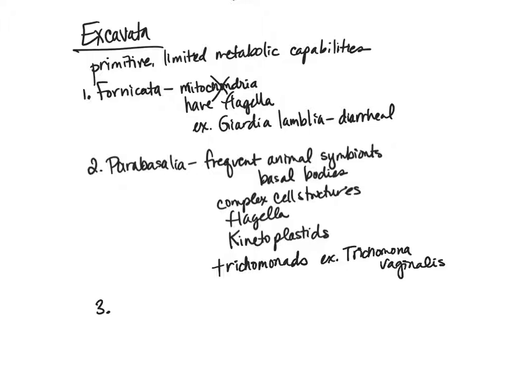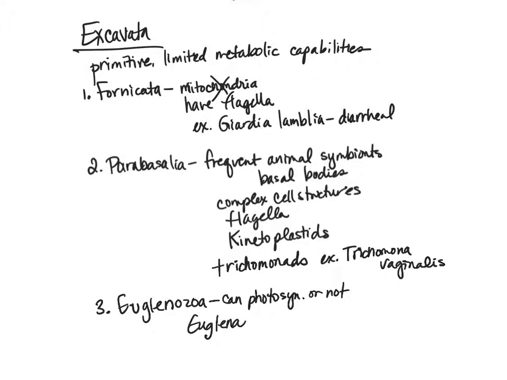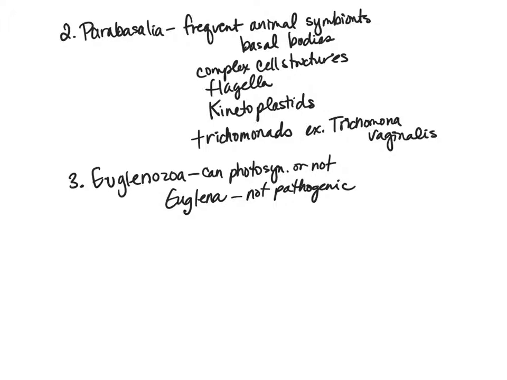So the third subgroup of excavata are Euglenozoa. And Euglenozoa can be photosynthetic or not. And then there are two genus you should be familiar with in Euglenozoa. Euglena, as its name implies, which I think she may have spoken about a bit in the previous lecture, but they're typically not pathogenic. So they have a flagella and a pellicle and a stigma, chloroplasts, because they are photosynthetic, but they are typically not pathogenic.